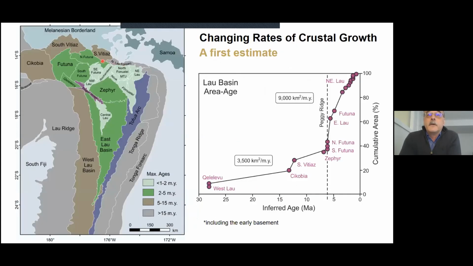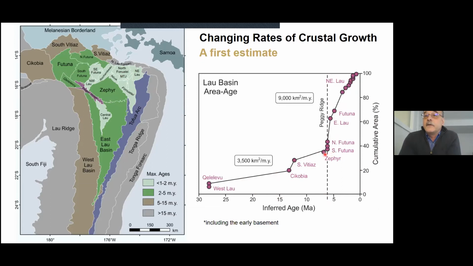This is what the crustal growth looks like, or the assemblage map looks like, from Meg. The most recent pulse of crustal growth has actually produced 9 different assemblages shown in pale green here, and an area age plot of those assemblages shown here in purple basically shows an early episode of slow crustal growth, and then a surge of fast growth coincident with the appearance of the Peggy Ridge fault zone, the large crustal structure that basically separates the Lau Basin into 2 different parts.